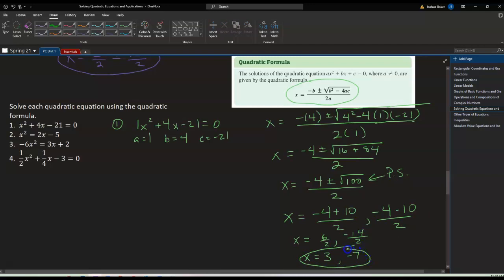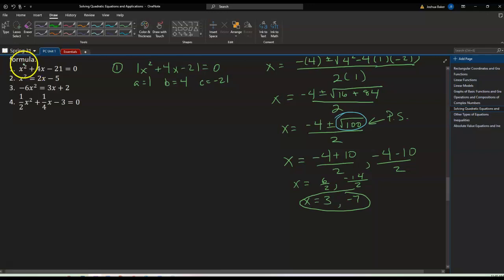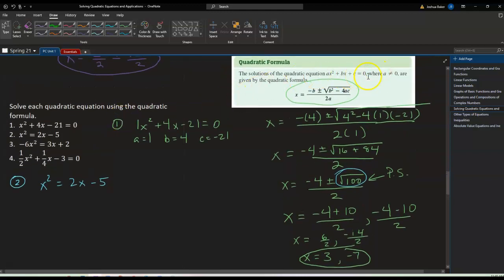All right. Now, a lot of times on these, you're not going to have to go this far, because you're going to have a value underneath here that isn't going to be able to be taken the square root of. Okay. So let's slide down here. Let's look at number 2. And when we start number 2, we're going to see that we have an issue. It's not set up to where it's equal to a 0 here. Okay. So in order to do that, I'm going to subtract the 2x across and add the 5 across.